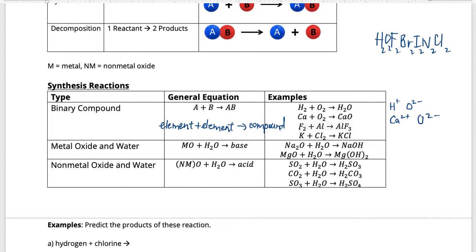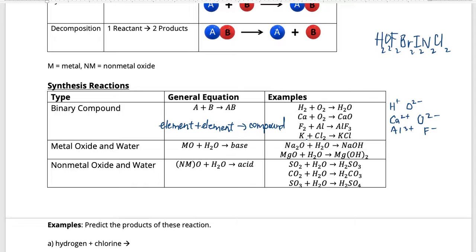Okay, and then there's fluorine and aluminum. Again, for the metal you don't need a subscript, but when you combine them, you're thinking, aluminum's got a 3+ charge, fluorine's got a -1 charge, so AlF3. Remember, you always write the metal first. You always write the hydrogen first with acids and so forth. That's how you write it. All right, so potassium and chlorine, same thing.